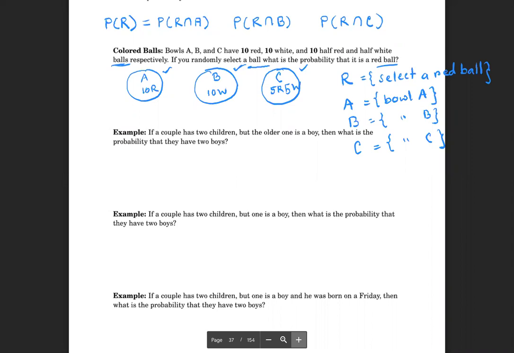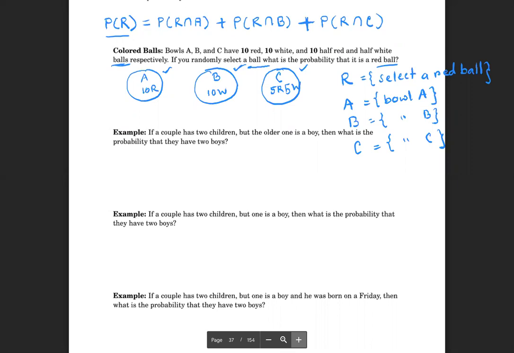And what is the probability of these individual events happening? Remember, they are mutually exclusive. What it means is that you couldn't be selecting one red ball from multiple buckets. So it cannot happen that you are selecting a red ball but it's coming from both A and C, or A and B, or B and C. So these events are mutually exclusive. So the probability of selecting a red ball would be the sum of all of them. You add all of them.